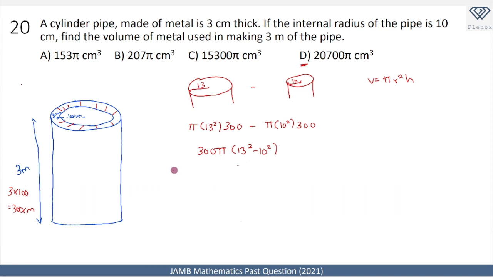So that just becomes 300 pi. 13 squared is 169, and 10 squared is 100, and that becomes 300 pi times 69. And what is 300 times 69? That's going to give you 20700 pi cm cubed. So the correct option to this is going to be option D.